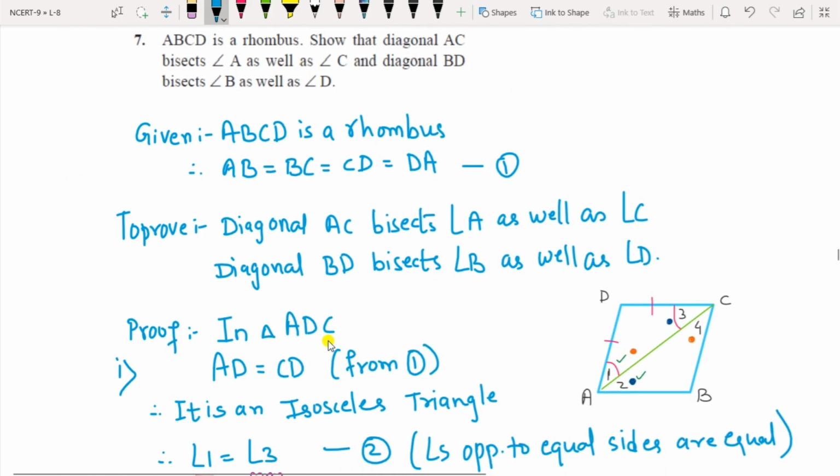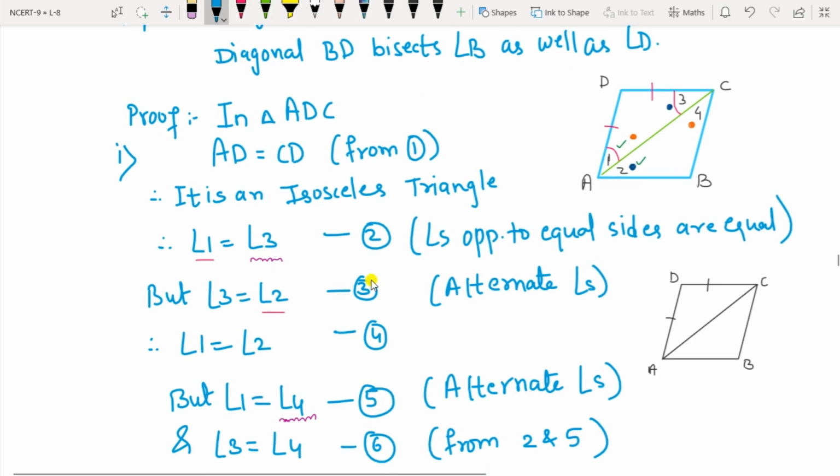Question 7 here is: ABCD is a rhombus. Now this is a given figure that ABCD is a rhombus, and it shows that its diagonal AC bisects angle A as well as angle C, and diagonal BD also bisects angle B as well as angle D. So this is the converse of question 6. ABCD is a rhombus, so all sides are equal, that will be equation 1, and these are the two proofs. Now consider triangle ADC here.